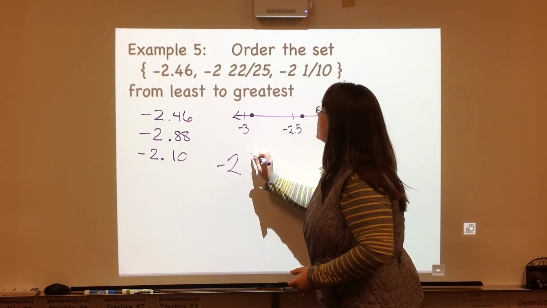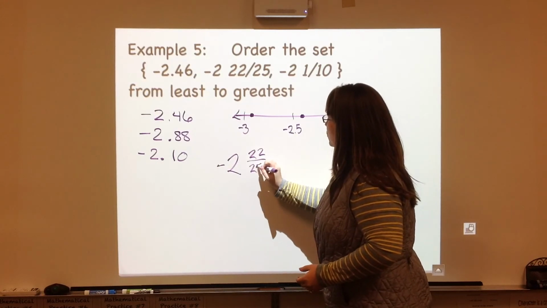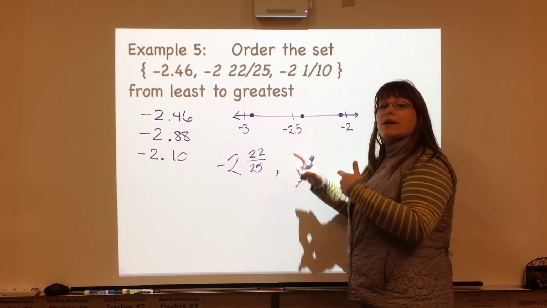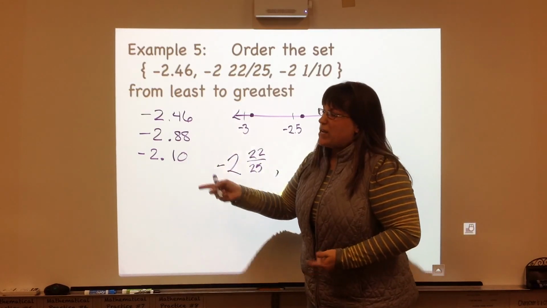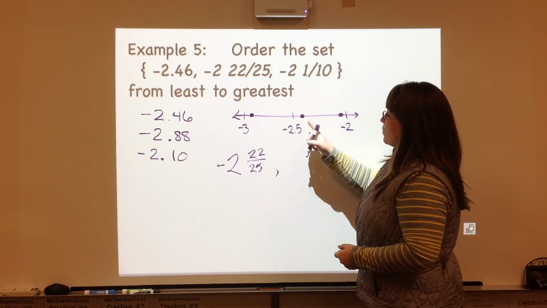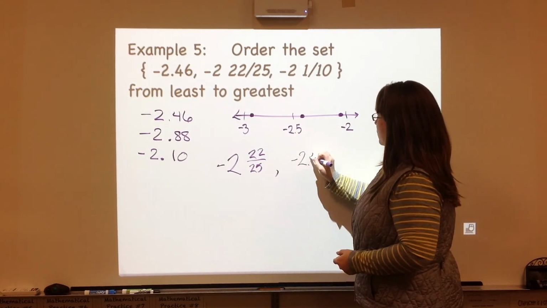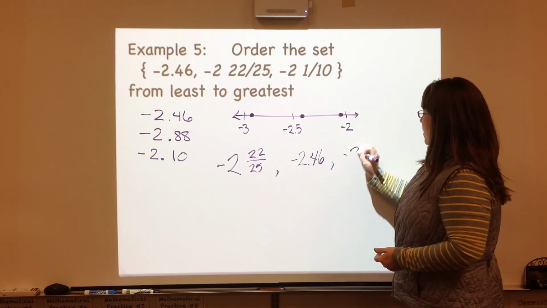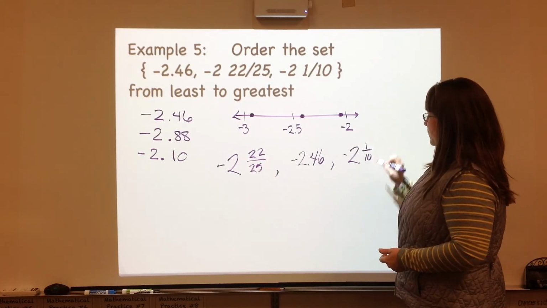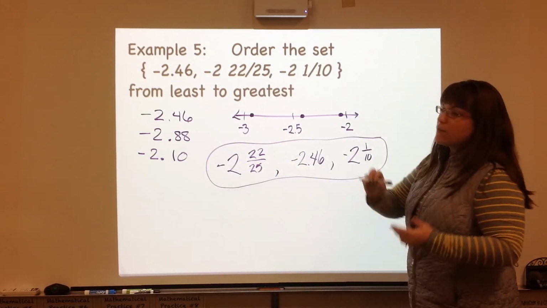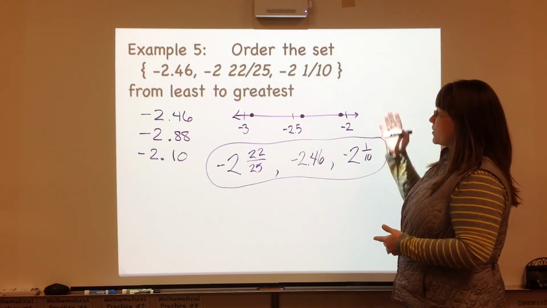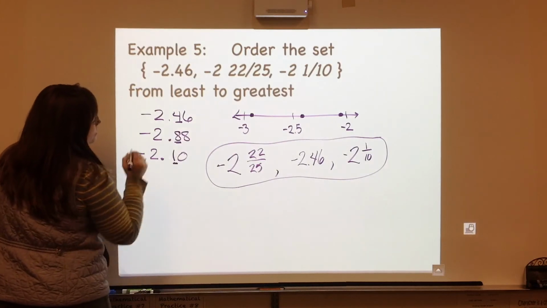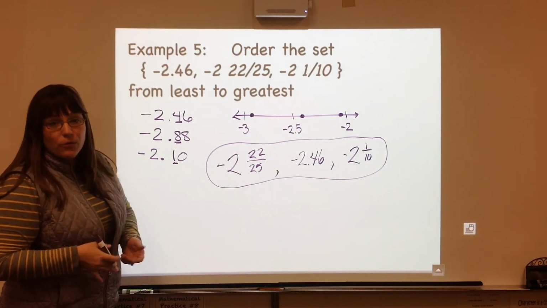So in my list, I'm actually going to go back and use the original form. Sometimes on multiple choice questions, you'll see the mixed number, not -2.88. The middle guy was at -2.46. That was the original form. And then the biggest negative is that mixed number -2 and 1/10. So this is the correct order from least to greatest with the number line, and also when you're just comparing the 4, the 8, and the 1, to do that without the number line.